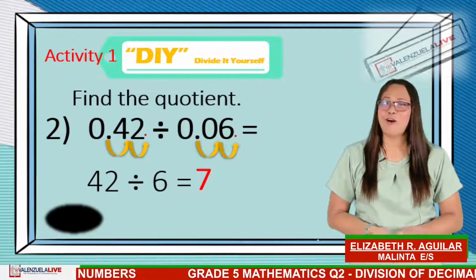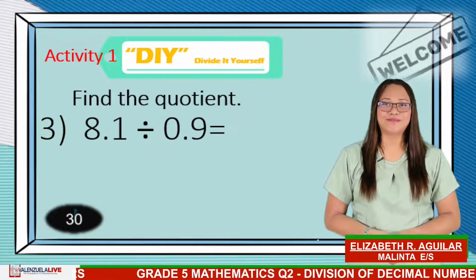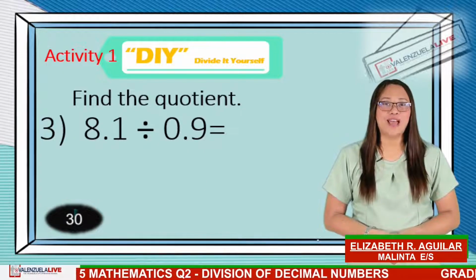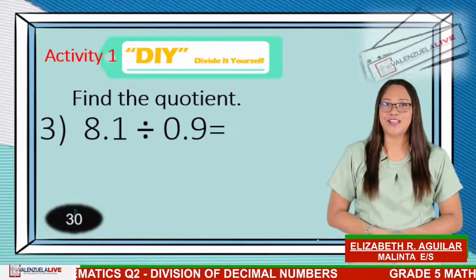That's great. How about the next number? 8 and 1/10 divided by 9/10. Okay, 30 seconds.